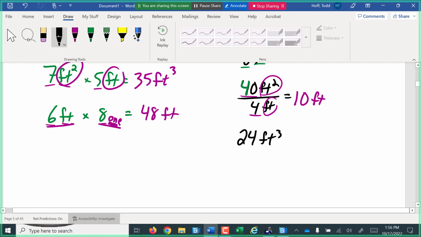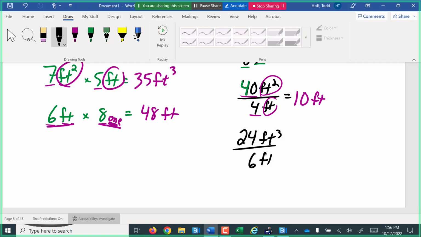Or we might have 24 cubic feet divided by 6 feet. So again, 24 divided by 6 is 4. Cubic feet divided by feet: feet squared. Perfect. So when we do multiplication and division where we do have 2 measurement units, we have to make sure that not only do we combine those counts, 6 times 8 is 48, or 24 divided by 6 is 4, but we also have to combine the names. Feet times ones is feet, or cubic feet divided by feet is square feet.